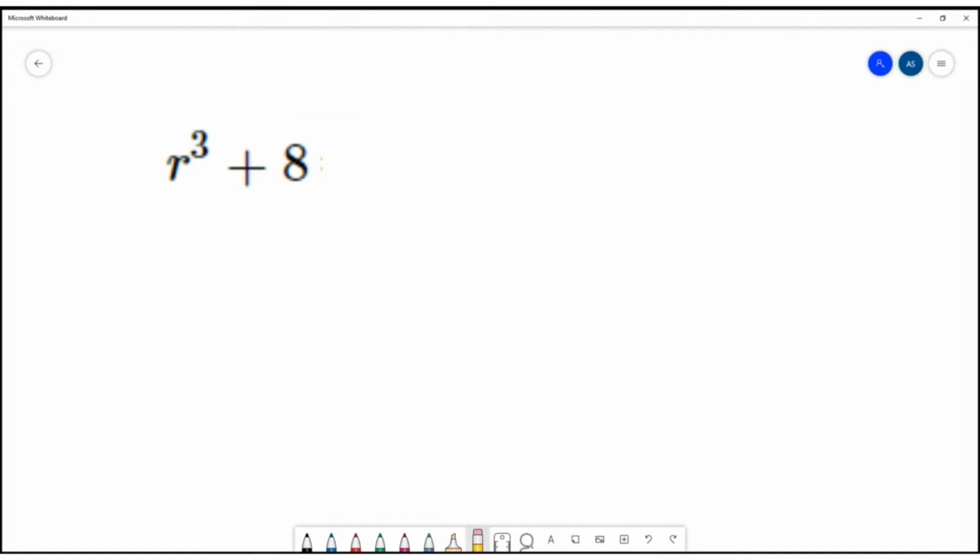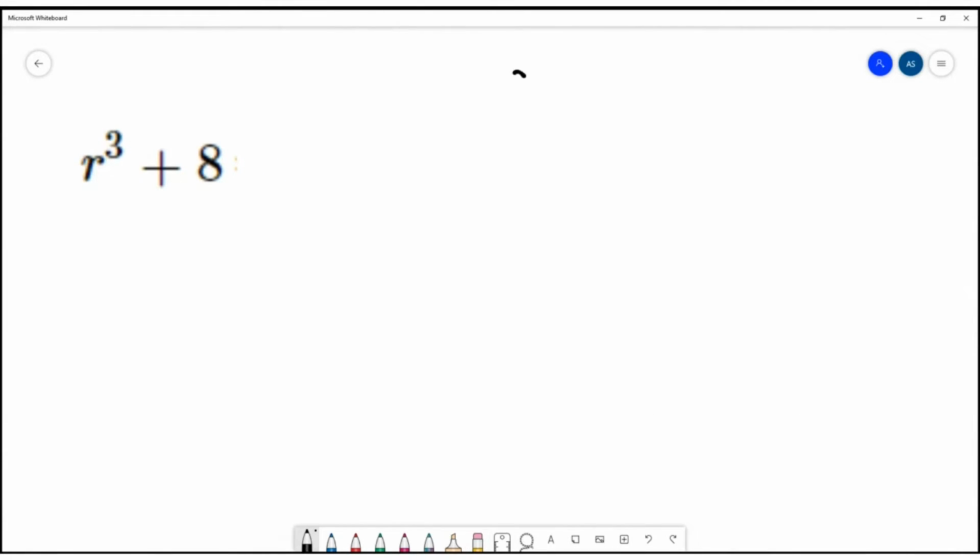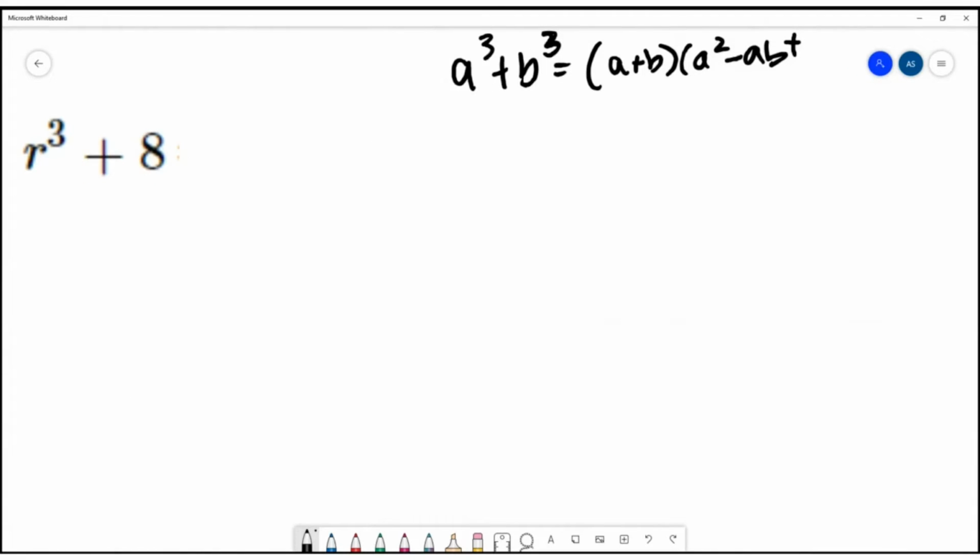On this example, we want to factor this r cubed plus 8 completely, and we're going to use the sum or difference of cubes. So let's write out the sum of cubes formula. It's a cubed plus b cubed, and that factors to be a plus b times a squared minus ab plus b squared. So when we want to factor with this pattern, we have to recognize what a and b are, and then we use those to create our factoring pattern.